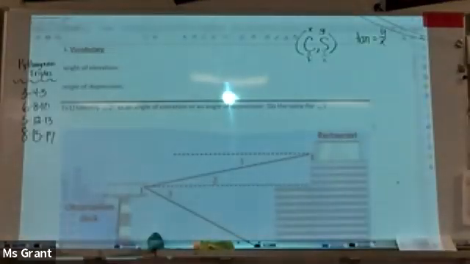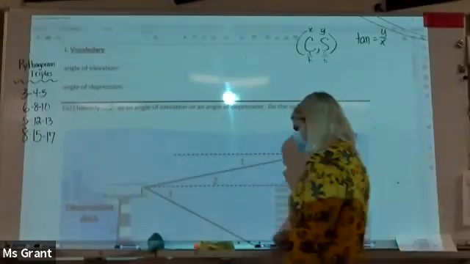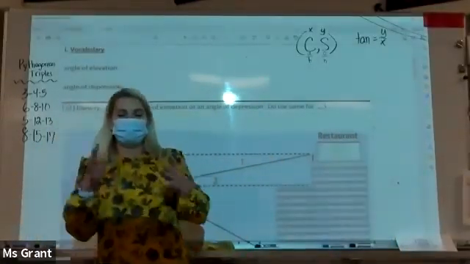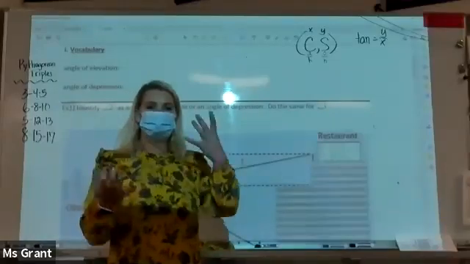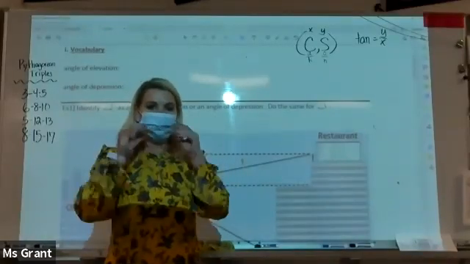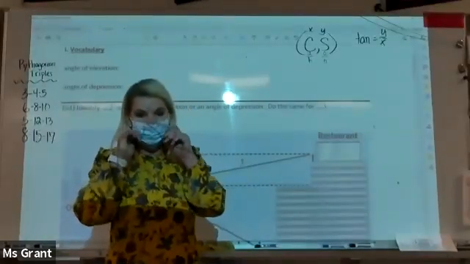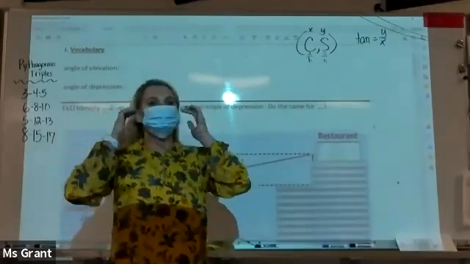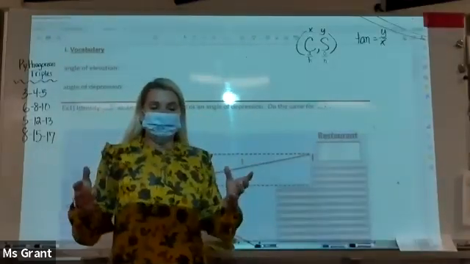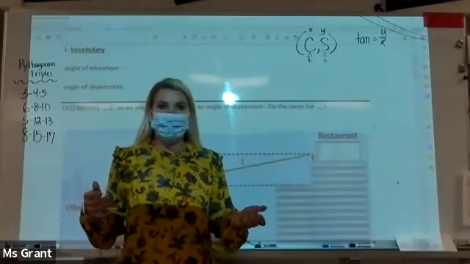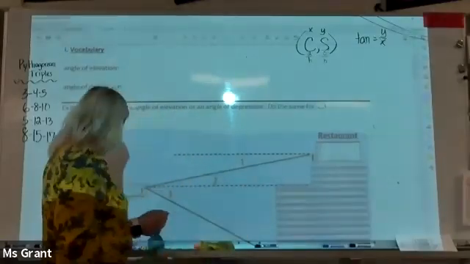We are on Chapter 8, Lesson 5, and we are going to be using all of the formulas that we've talked about, some law of sines or law of cosines, trigonometry, to solve real-world problems, okay?